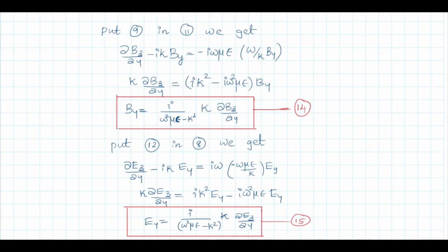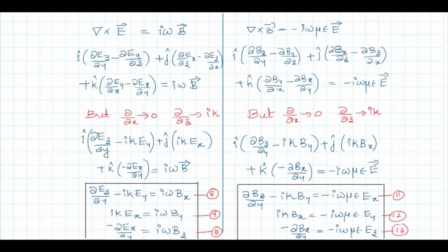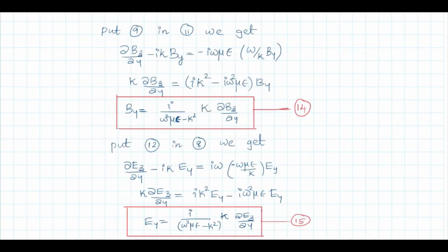We will get ∂Bz/∂y − ikBy = −iωμε (ω/k) By. Substitute here Ex as (ω/k) By. Then take LCM k. So k ∂Bz/∂y equals ik²By minus iω²με By, with the −ik² moving to the right hand side. Rearranging, By = i/(ω²με − k²) × k ∂Bz/∂y. Call this equation 14.